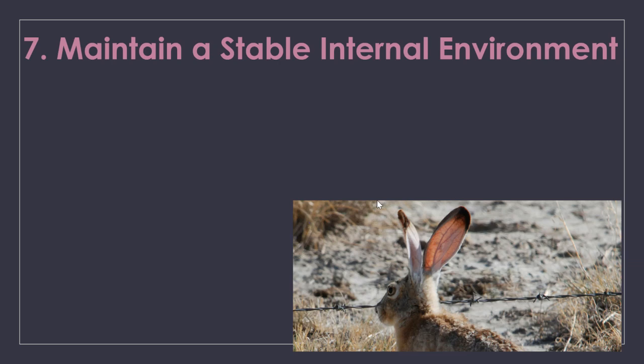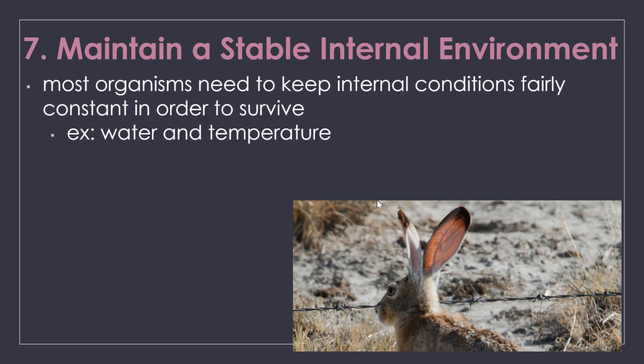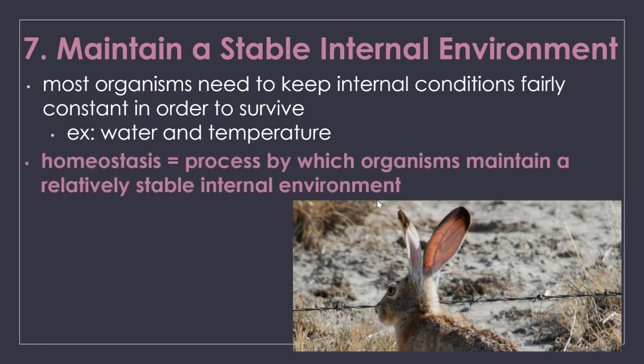stable internal environment. And there is a special word for that we're going to talk about. It is called homeostasis. So homeostasis is how an organism maintains a stable internal environment. And most of these organisms need to keep internal conditions, or the conditions inside their body, fairly constant and fairly stable. For example, like the amount of water.